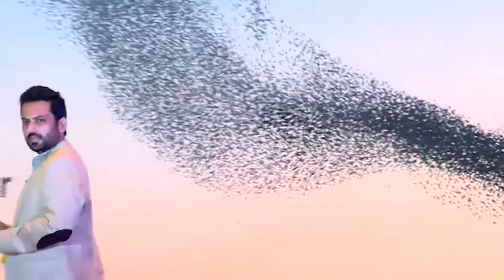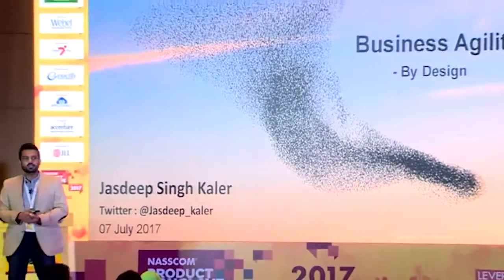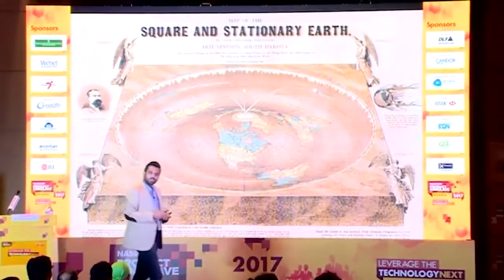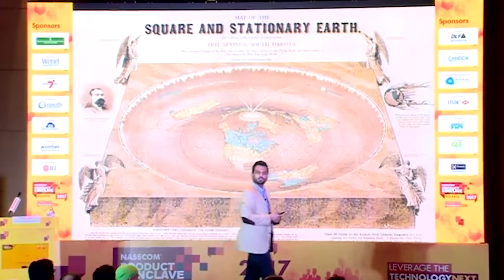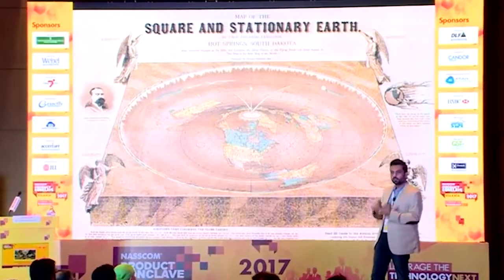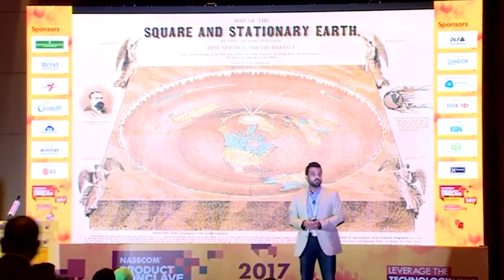So you have this picture. Can you recognize what this picture is? This is Starlink. I will talk about why I am talking about Starlink in the context of business agility. Now, all our life as humanity, we have been making so many assumptions. Long time back, humanity had the assumption that Earth is flat. Right? We had the assumption Earth is flat.